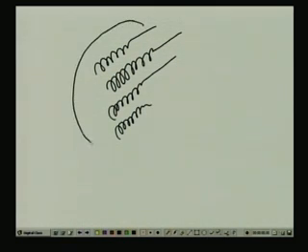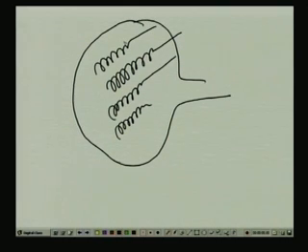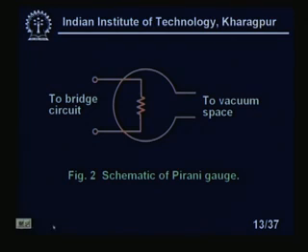These wires are placed in a vessel. The wires cannot suspend like this; there must be some arrangement by which they are held inside this chamber, right. Let us go back again. So, this is a schematic of the Pirani gauge.